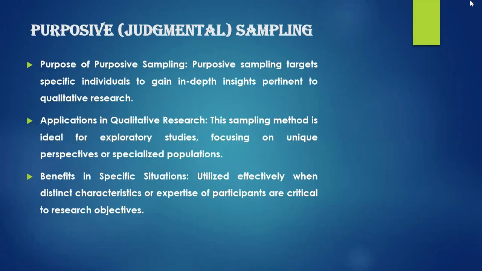Next, we shall go to purposive or judgmental sampling. In purposive sampling, participants are selected based on the researcher's judgment about who will provide the most relevant information. It targets specific individuals to gain in-depth insights pertinent to qualitative research. This sampling method is ideal for exploratory studies focusing on unique perspectives or specialized populations. For example, a researcher studying entrepreneurship selects successful business owners to gain insight.